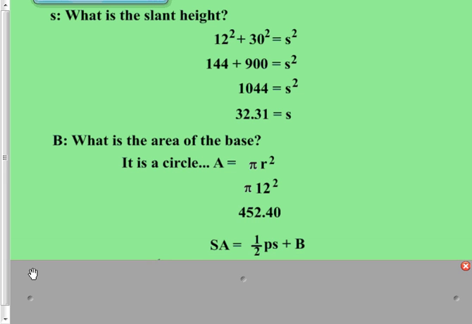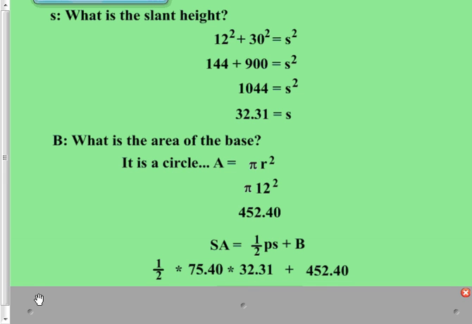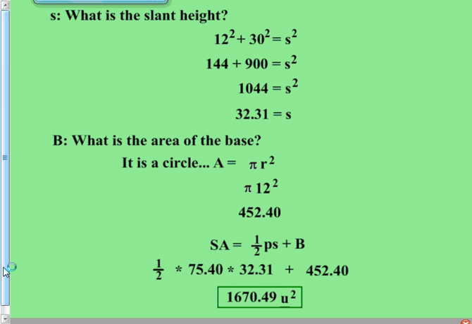But lastly, plugging into your surface area formula, 1/2 PS plus big B. Our perimeter was about 75.40. Our slant height was about 32.31. And our base, area of our base was about 452.40. Please excuse my dear Aunt Sally, you must do your multiplication before your addition. So combining everything on the left first before the right, and in the end we get an answer of 1,670.49 square units. It is not that difficult, same procedure over and over again, but that is how we find the surface area of a pyramid.